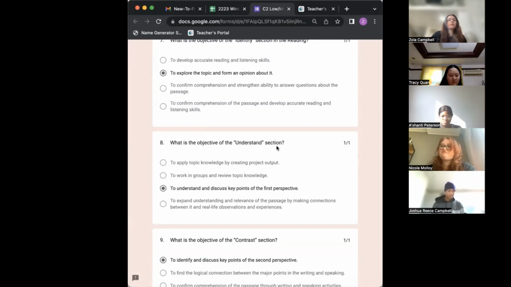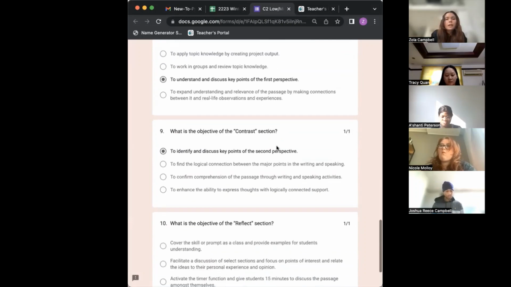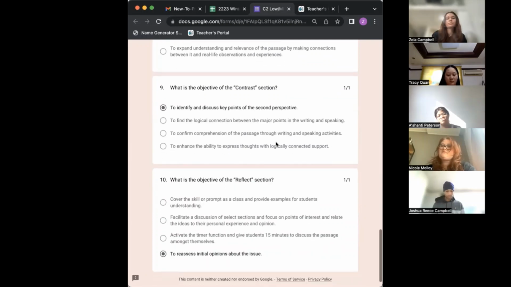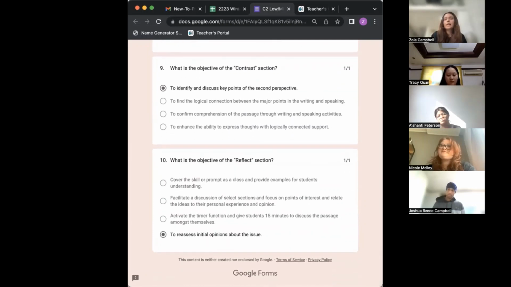The objective of the understand section is to understand and discuss key points of the first perspective. So again, discussing information about a point of view. And then the contrast section is just the opposite. So you're looking at the other point of view. And then reflect is just to reassess initial opinions about the issue. So that's when you discuss, like, did my opinion change throughout the class and things like that. So that's just to help you guys for later.